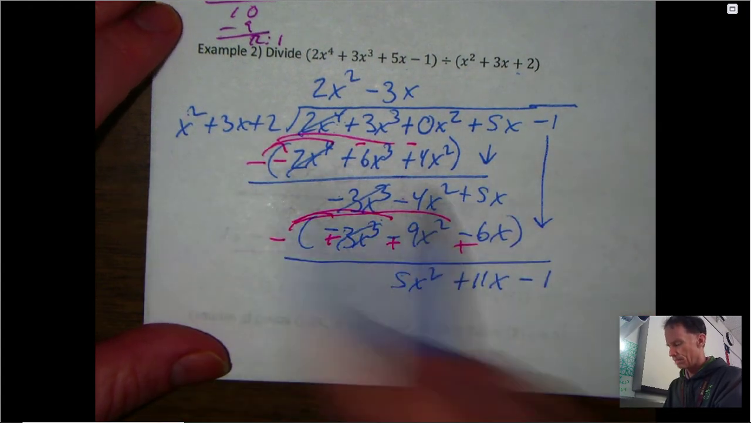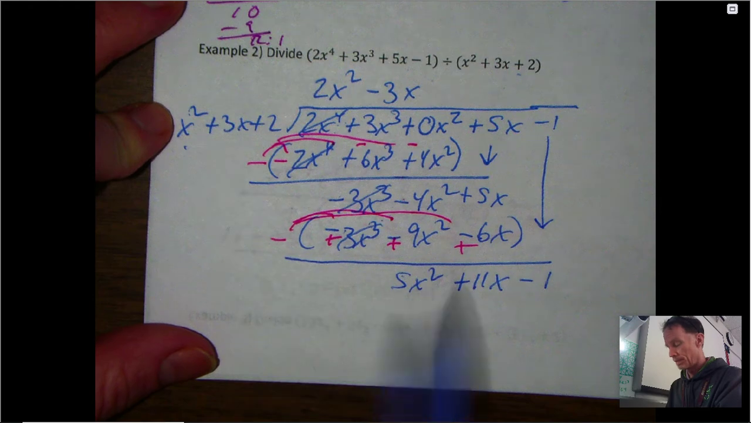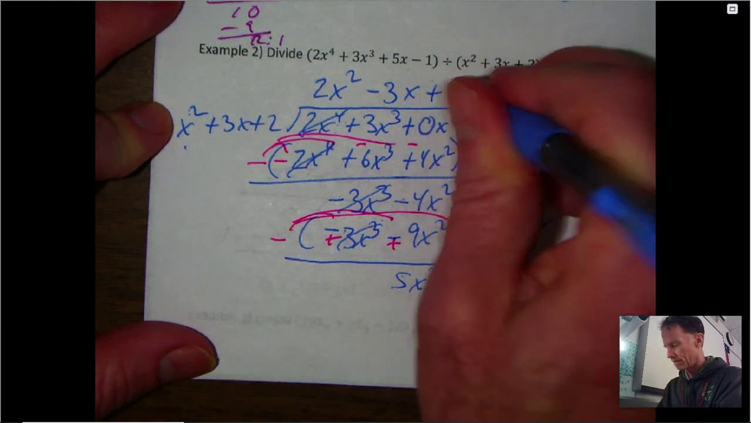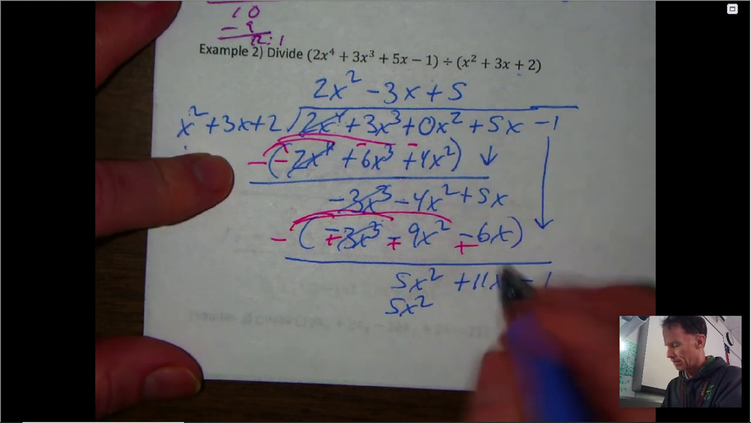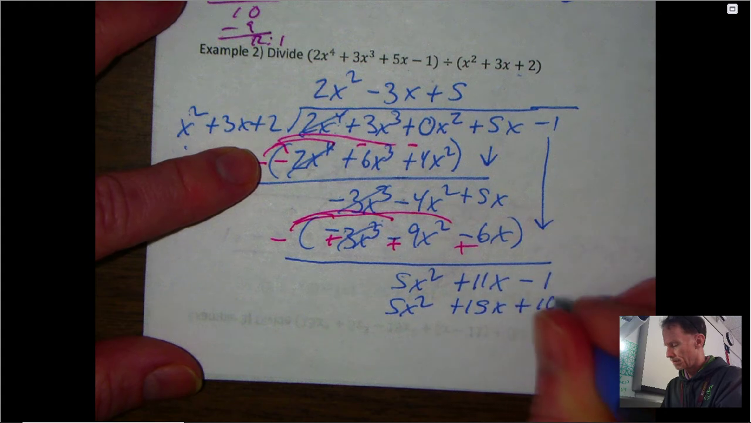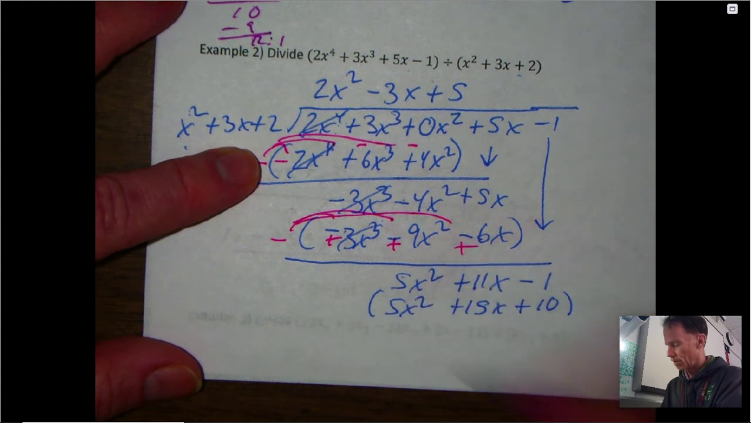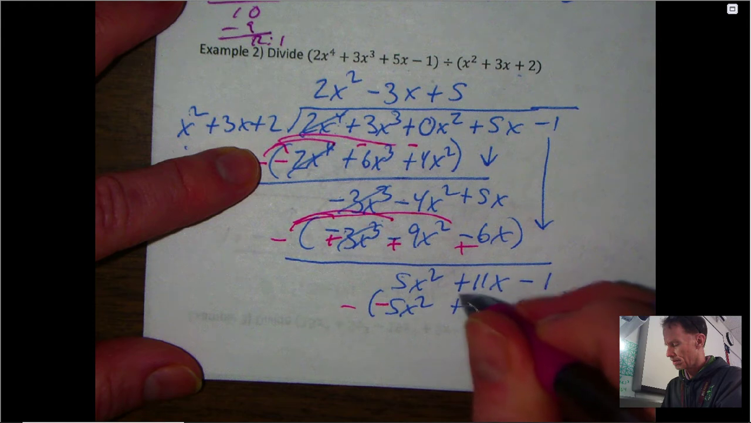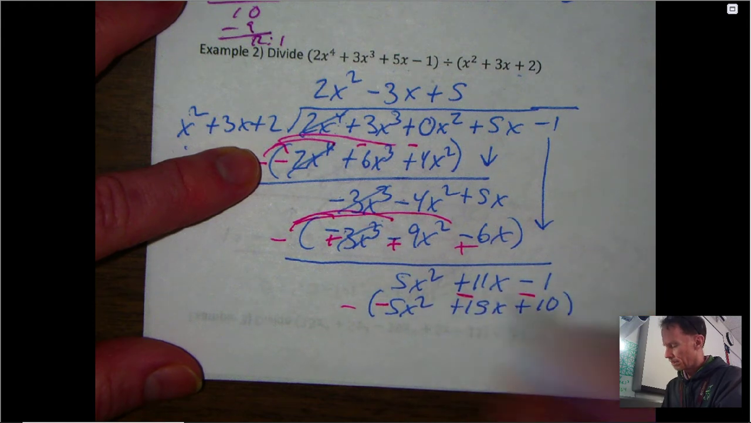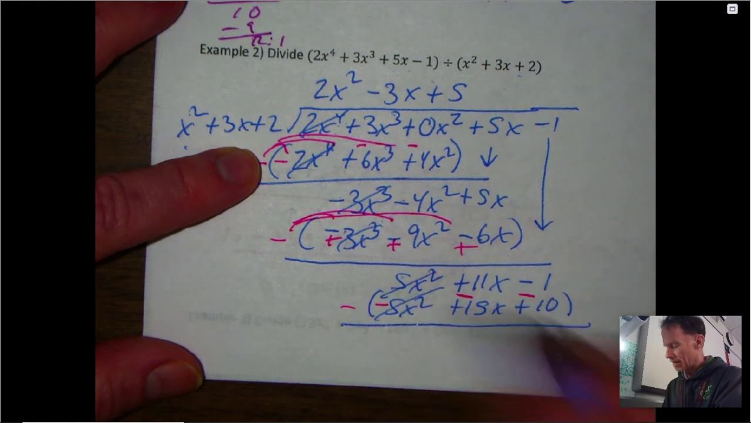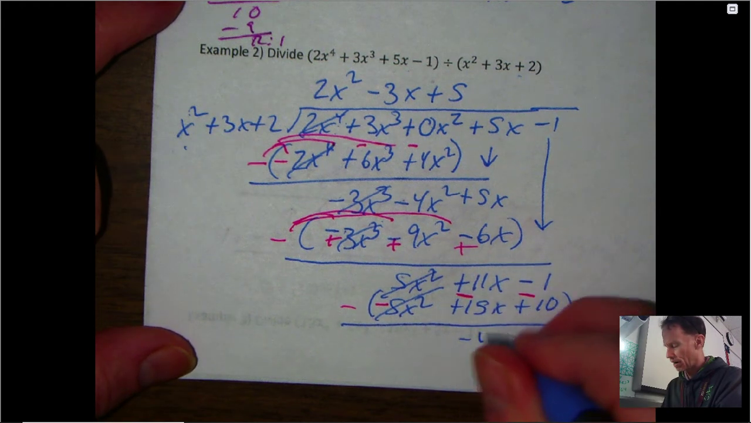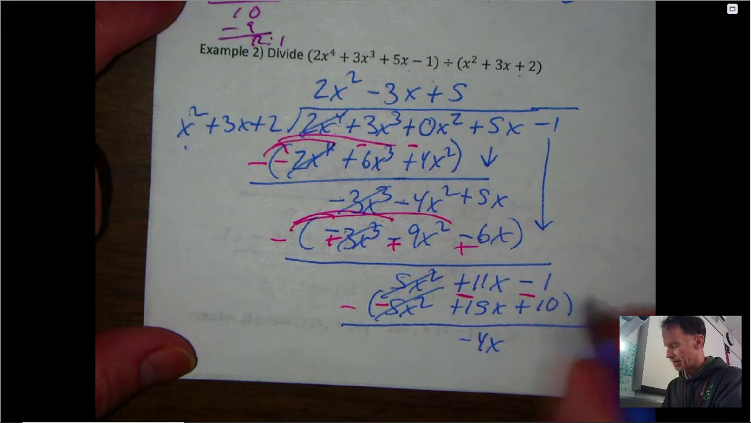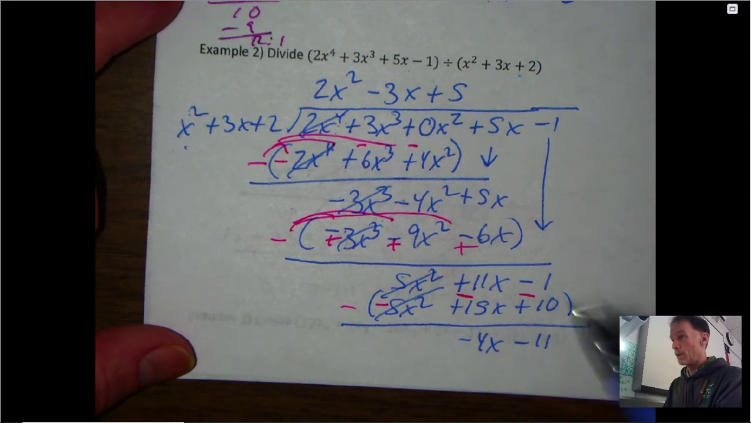And then last step, 5x, x squared times what would give me 5x squared, and then we just need the 5. Keep on multiplying, that's 15. 5 times 2 is 10. And again, we're always changing signs. So that cancels out just like always, but we have an x term this time. 11 minus 15 is negative 4x. 1 minus 10 is minus 11. And that's all I can do.